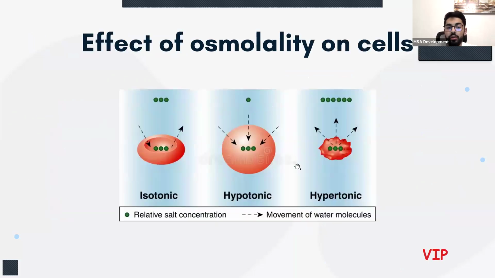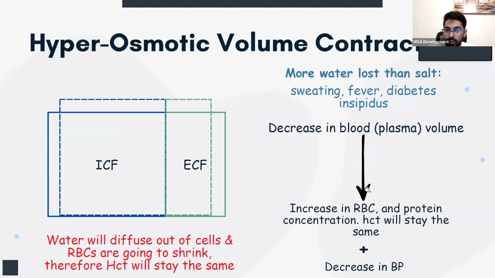Again, back to this figure. Here you have a hyperosmotic outside than inside. Water is going to move from inside to outside. And these RBCs are going to shrink now. Because they shrunk, the amount of volume that they're going to take is less, and they're going to appear as if they have the same hematocrit before the volume or the blood was lost. Okay. Again, there's going to be a decrease in blood pressure.